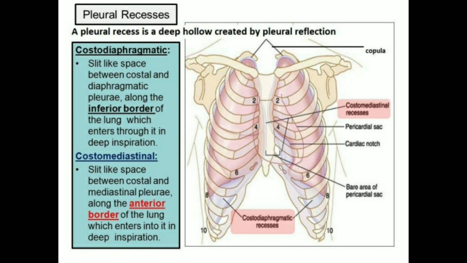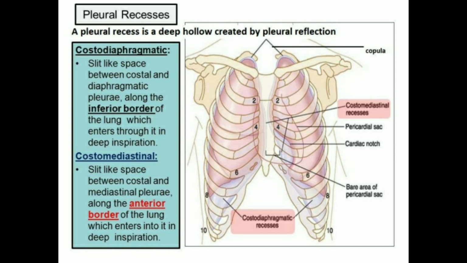Next, the diaphragmatic pleura covers the thoracic upper surface of the diaphragm. See, this is the diaphragmatic pleura. The upper surface of the diaphragm is enclosed by the diaphragmatic pleura.